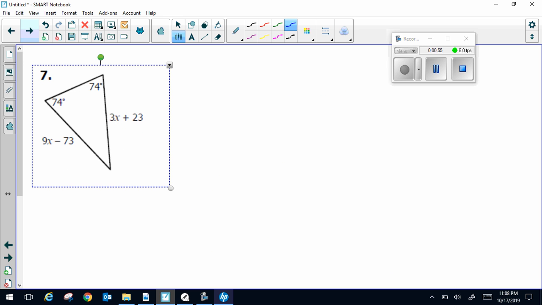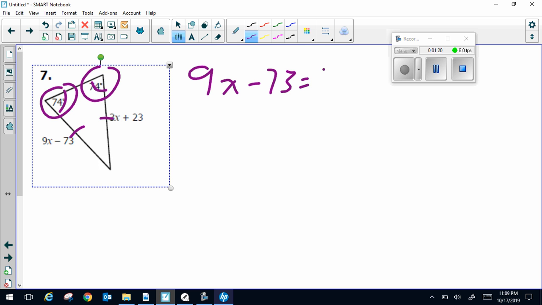The second example, same idea, same concept. Okay, they tell me this time that I have two angles that are congruent. And according to the converse of the isosceles triangle theorem, if I have two angles that are congruent in a triangle, that means the sides that are adjacent to those are congruent to each other, which means that those two measures are equal to each other.